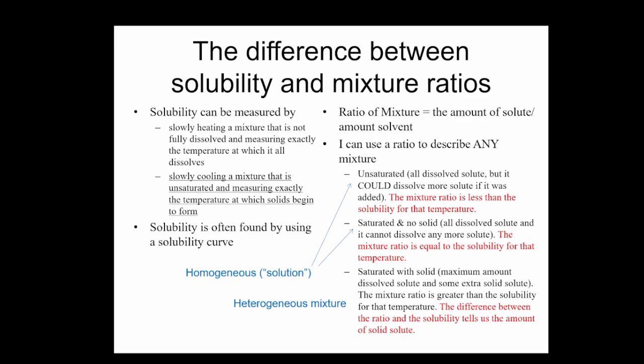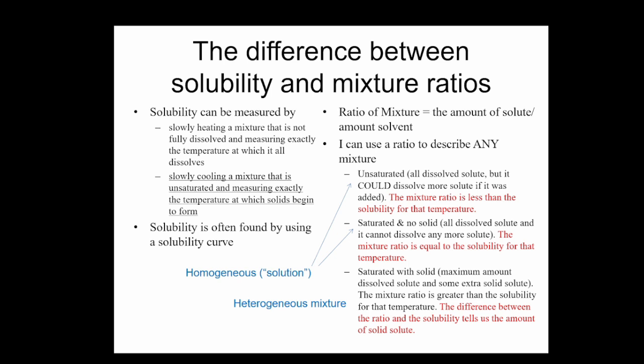Okay, let's talk about the difference between solubility and mixture ratios. Just being clear, a mixture ratio is just, here's what's in a mixture. But mixtures could be homogeneous, and they could be heterogeneous, and they can be saturated, and they can be unsaturated. So let's go through these details. The mixture ratio of the mixtures is the amount of solute to the amount of solvent. I can use that ratio to describe any mixture.